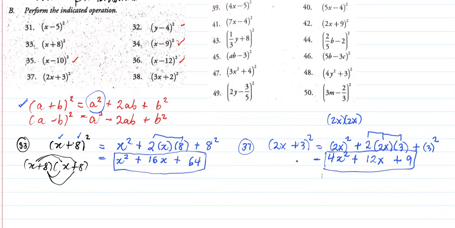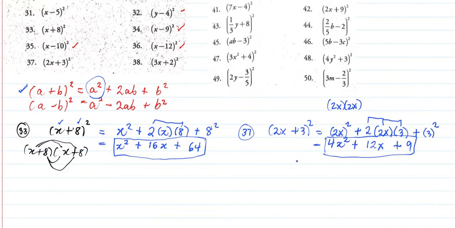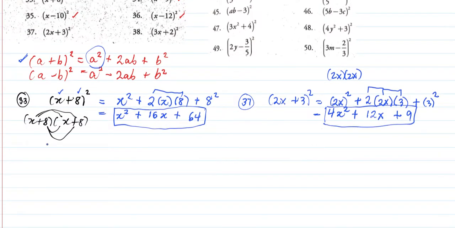Mag-try naman tayo ng minus. So, let's have number 35. For number 35, that's x minus 10 squared. Anong sabi sa ating special product? So, itong pangalawa na yun, no? Square the first. So, that is x squared. So, minus twice yung first natin, which is x, and then yung second natin, which is 10.